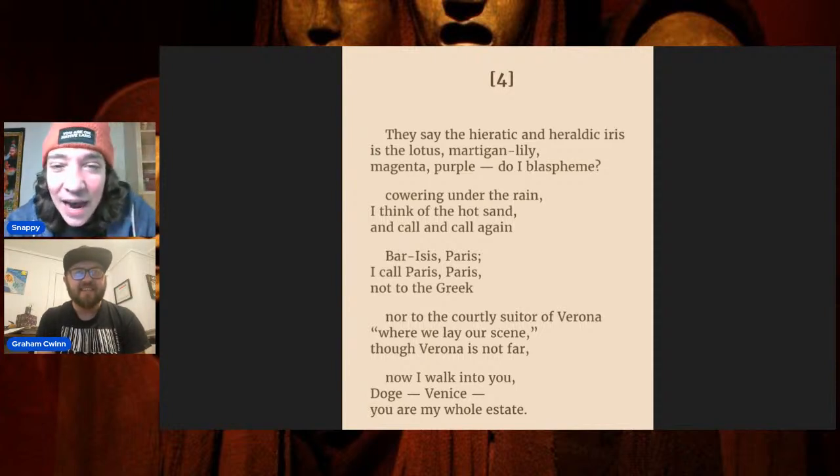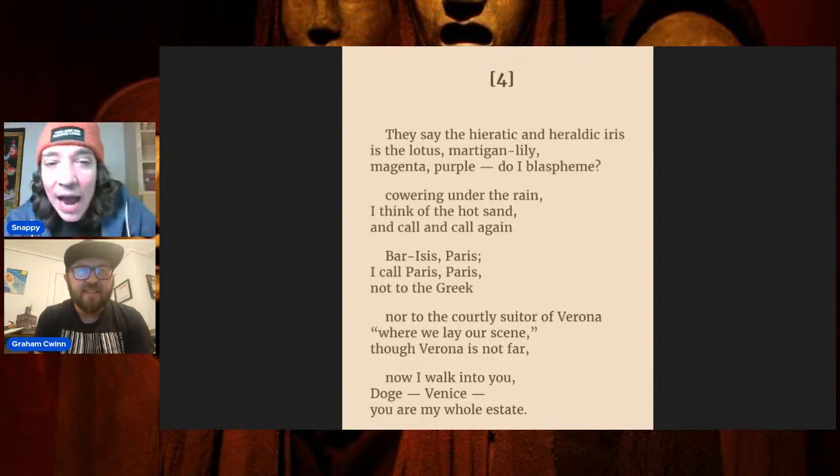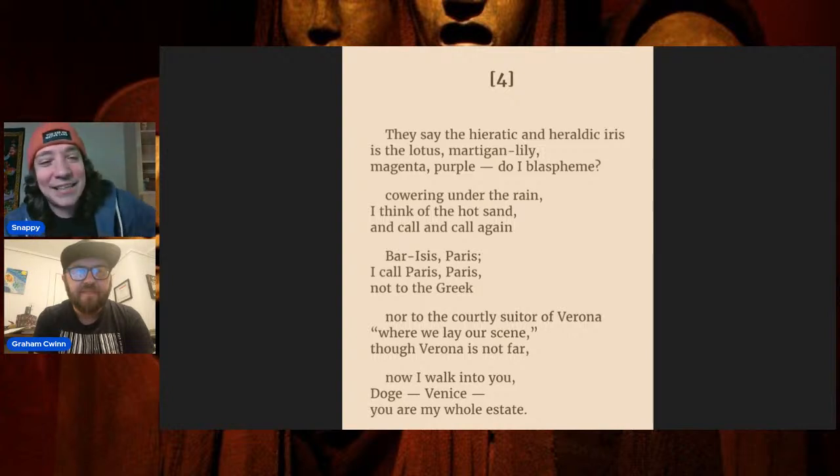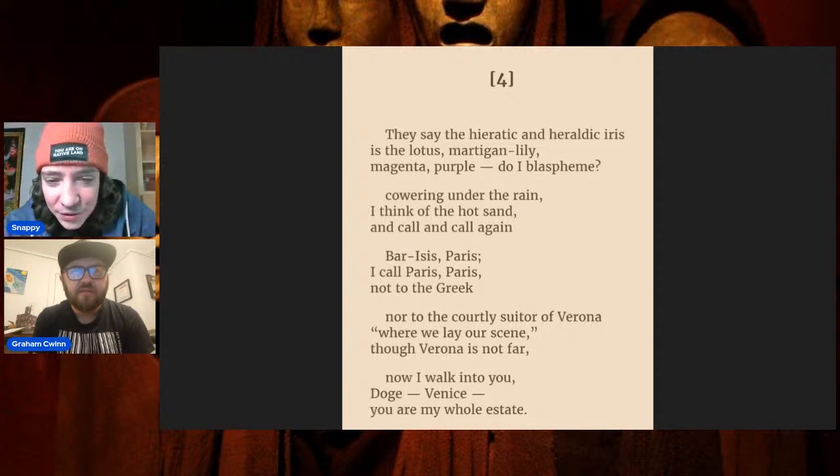"They say the hieratic and the heraldic iris is the lotus, martigan, lily, magenta, purple. Do I blaspheme?" She's connecting these to the purple and to the drugs, to those flowers, to the drug rites, right? "Cowering under the rain, I think of the hot sand and call again. Bar Isis, Paris. I call Paris, not to the Greek, nor to the courtly suitor of Verona, where we lay our scene, though Verona is not far."